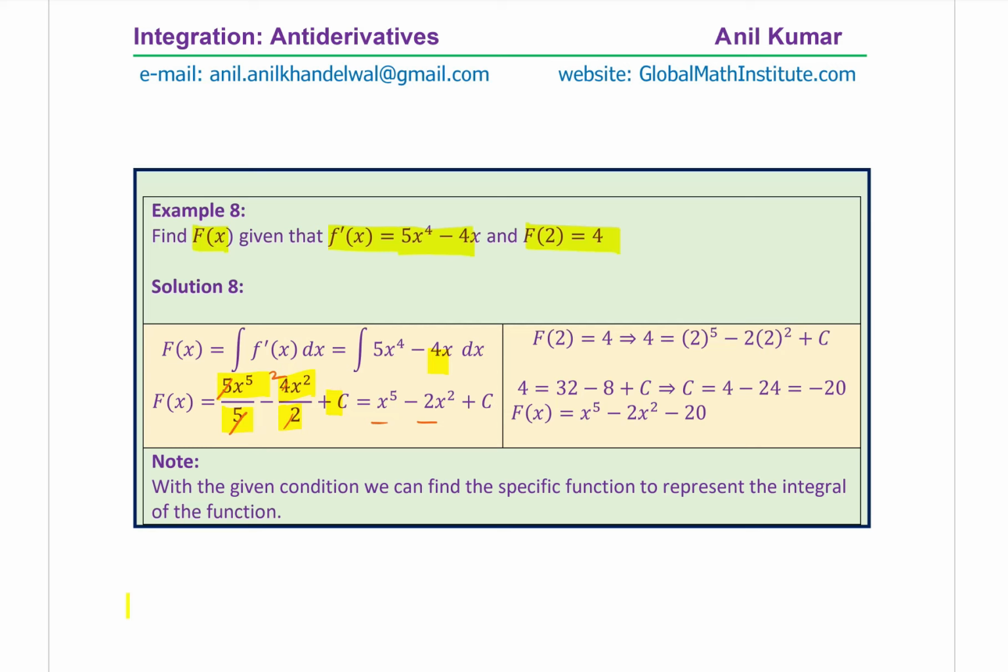Now, we are given the initial condition as f of 2 equals 4. So we can substitute the value of 2 for x and 4 for f of 2. Once you do that, you can find the value of c. So in this particular case, 4 equals 32 minus 8 plus c. You can rearrange: c equals 4 minus 24, which is minus 20. So now the function is x to the power of 5 minus 2x squared minus 20. Perfect. So that becomes the function whose derivative was given to you, right?